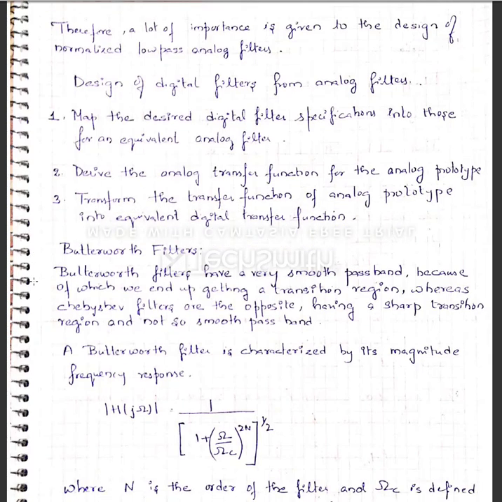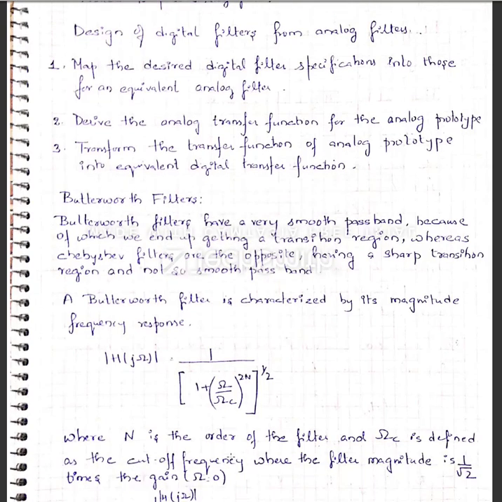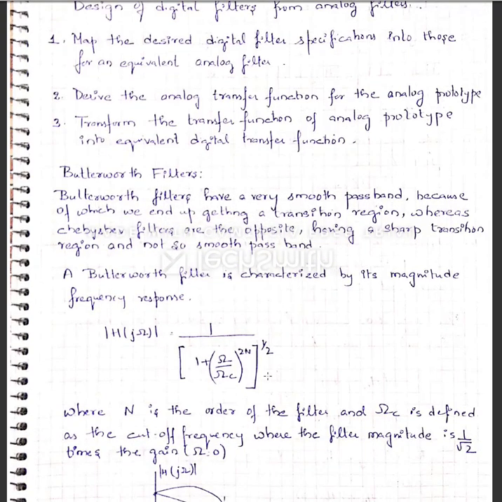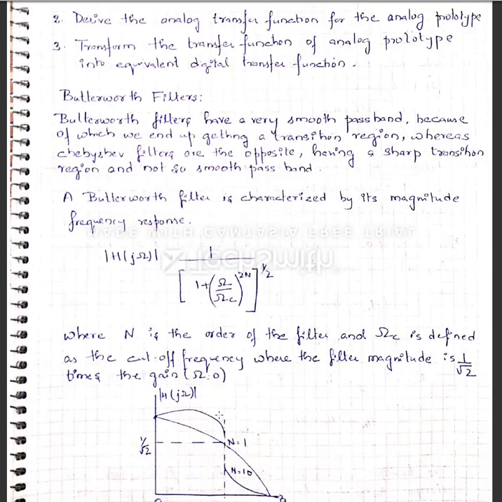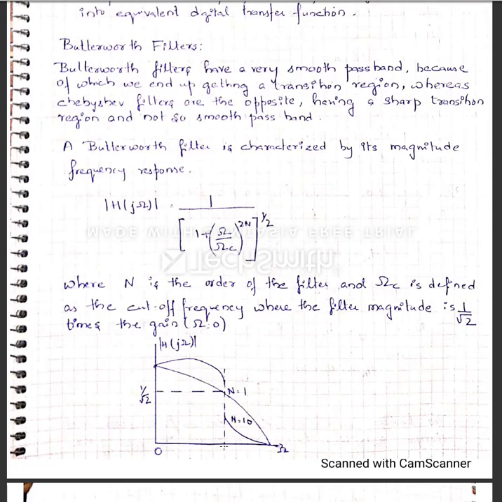Now the magnitude frequency response of the Butterworth filter is given by 1 by (1 plus (omega by omega c) to the power 2n) whole to the power 1 by 2. Here N is the order of the filter, which depends upon the number of poles. Omega c is the cutoff frequency, where the magnitude of the filter is 1 by root 2 times the gain at omega equals 0.